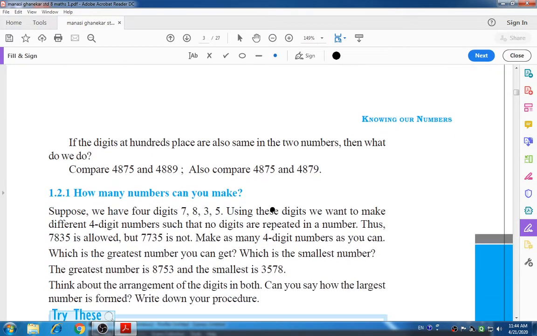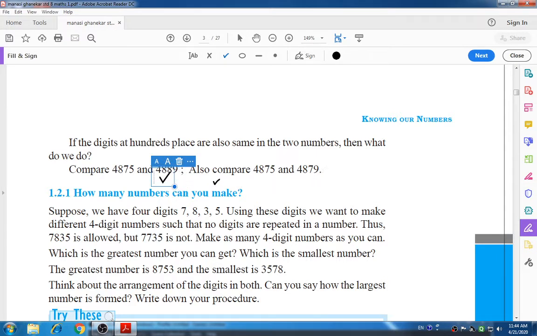Next, if the digits at the hundred place are also the same in two numerals, then what do we have to do? Look at the question here. Compare 4,875 and 4,889. Now we have to move to the digit at the tens place. Look here. At the tens place, here is the 7 and here is the 8. So which one is bigger? Absolutely, the number at the tens place which has the greater digit, that is 4,889.